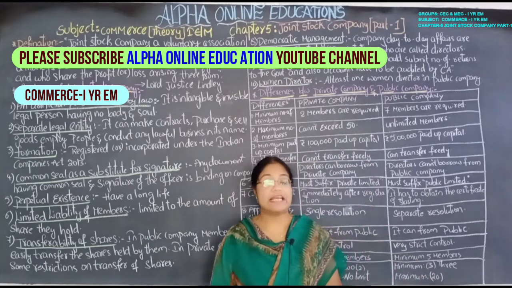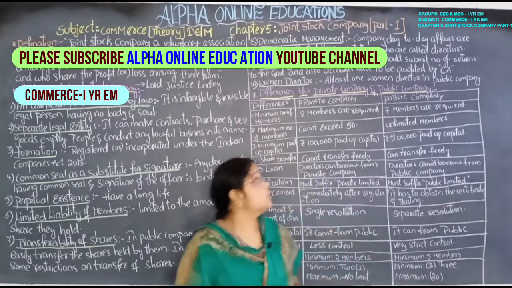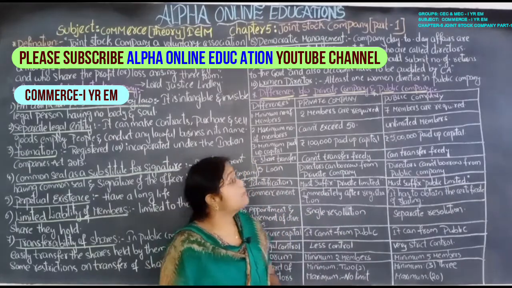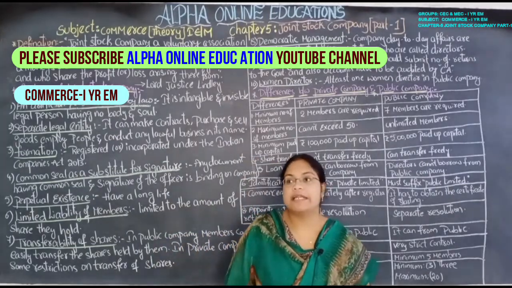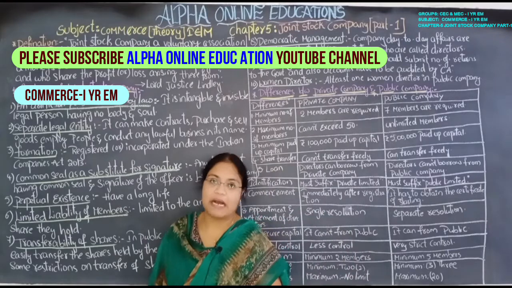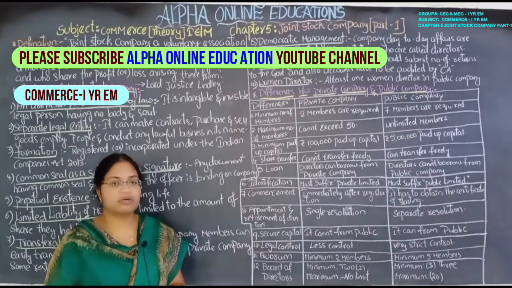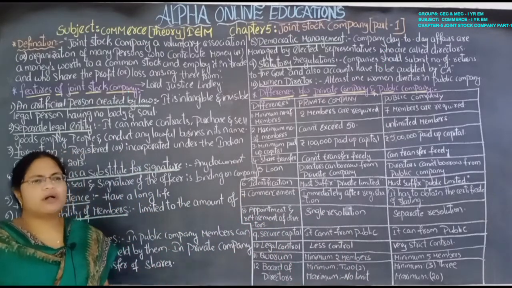Today we are dealing with the joint stock company. The chapter that we are dealing with is Joint Stock Company Part 1, the first session of the joint stock company. So what does joint stock company mean?